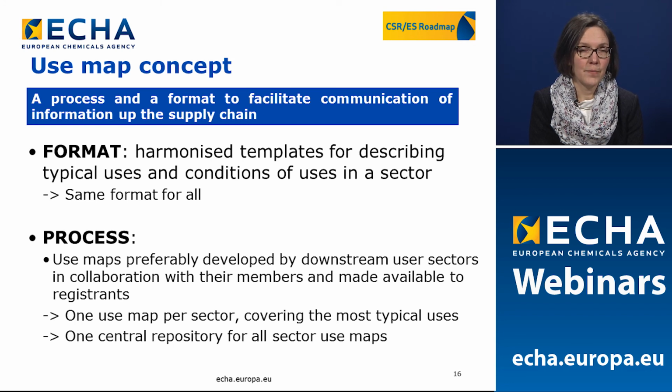In terms of process, use maps are preferably developed by downstream user sector associations in collaboration with their member companies. Each sector develops its own use map and agrees on a harmonized way to describe the typical uses. The sector saves its agreed use map in one central repository easily accessible to registrants. All the registrants supplying that sector access the same information from the central repository. This means that bilateral exchanges between downstream user companies and registrants are not needed anymore. The key information is collected, streamlined, and made available to registrants by sectors.